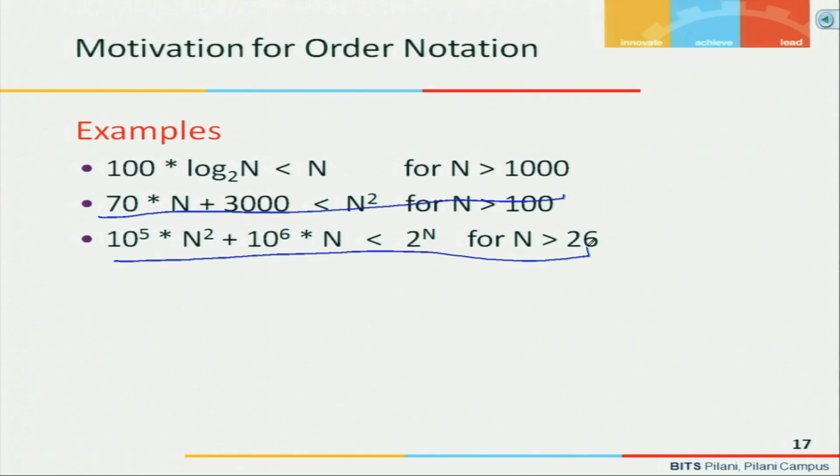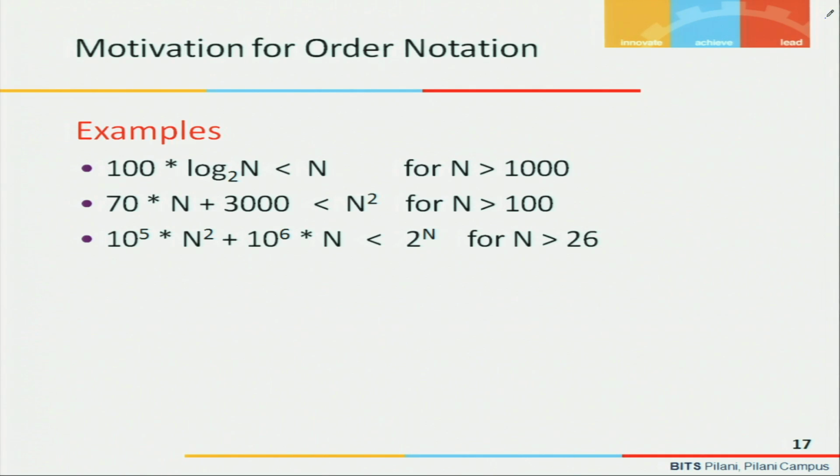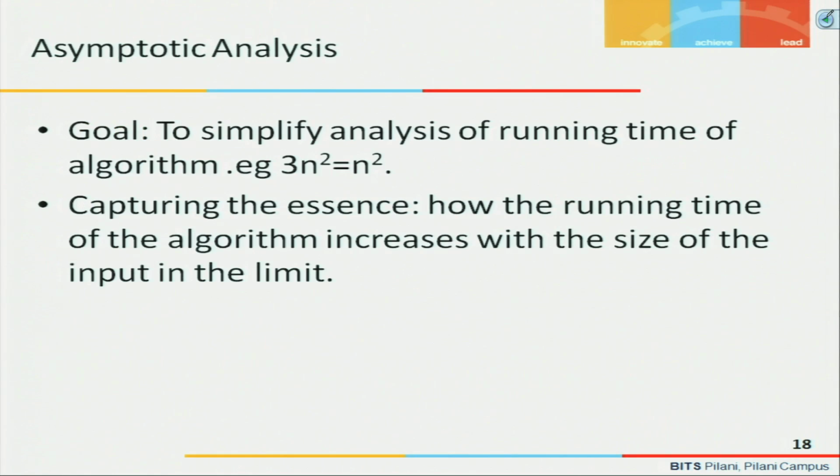So, with this we should now be able to go to a concrete definition of what we have been trying to say up till now. The goal that we have for asymptotic analysis is something like 3n squared is similar to n squared, and the key is asymptoticness, that is, to capture the essence when we have large input sizes of the problem.